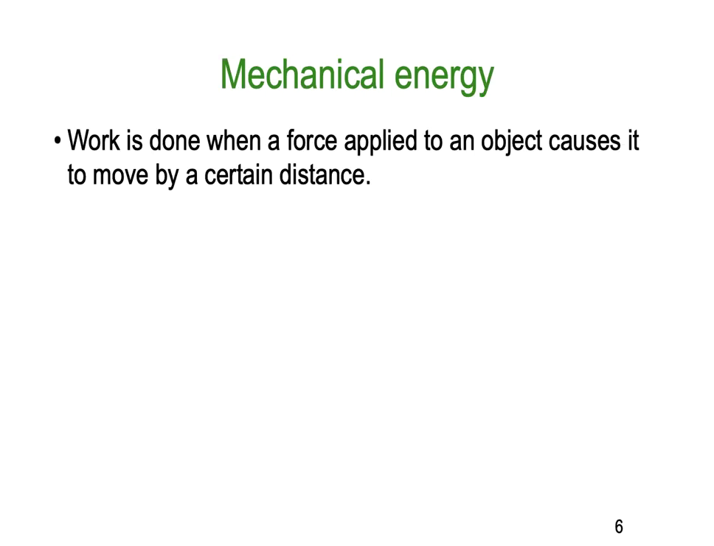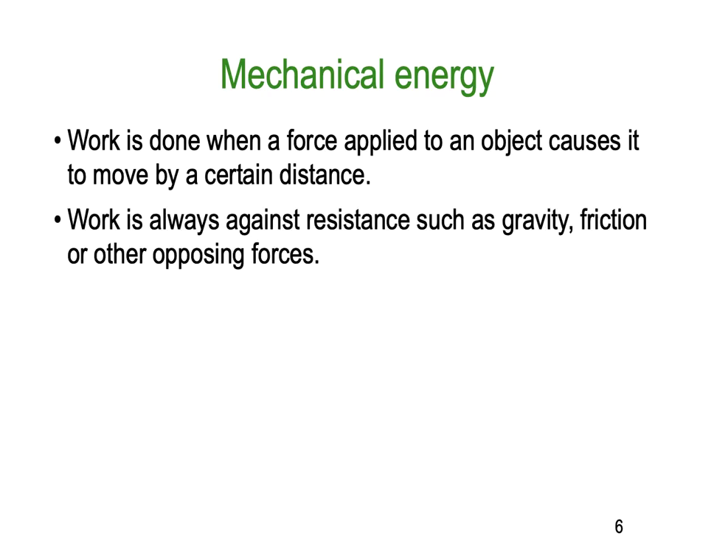Work is done when a force is applied to an object and causes it to move in a certain direction at a certain distance. Work is always against some kind of resistance, such as gravity, friction, or some other opposing force. That's always important to remember. Work is always against something, always against some form of resistance, and that applies to mechanical things and, as we'll see, to electrical things.